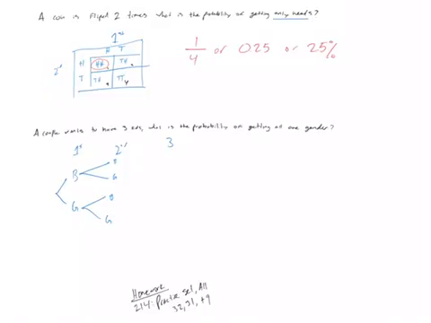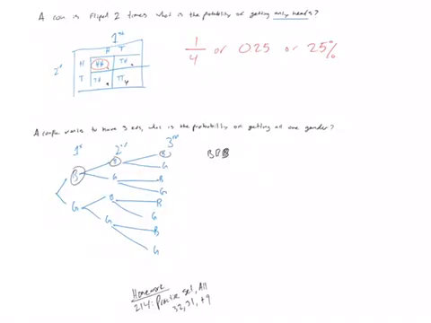And then with the third kid, it could be a boy or a girl. Here I could have a boy or a girl. Here I could have a boy or a girl. Okay? So now, to come up with all the different possibilities, we just follow these lines. So this one would be boy, boy, boy. So that's my first option.